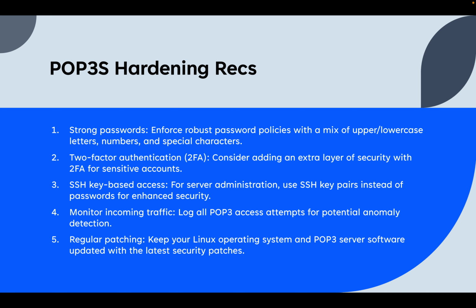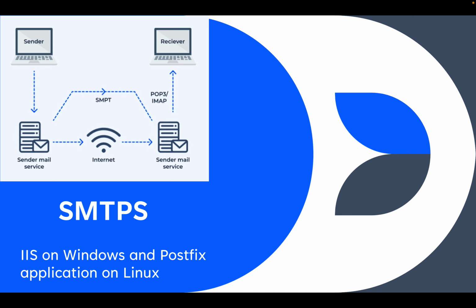Next, SSH key-based access. For server administration, use SSH key pairs instead of passwords for enhanced security. Monitor incoming traffic, so you want to log all POP3S access attempts for potential anomaly detection. And then finally, you want to do regular patching. Keep your Linux operating system and POP3 server software updated with the latest security patches.